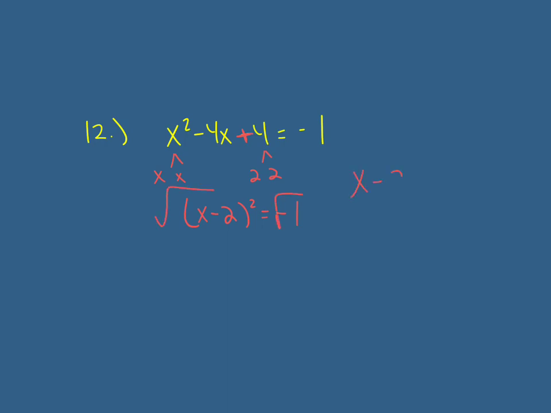I get x minus 2 equals plus or minus. Remember, negative 1 inside the radical just turns into i. So I get x equals 2 plus or minus i. So that's going to be split into 2 ways. x equals 2 plus i and x equals 2 minus i. Which is A on your choices.